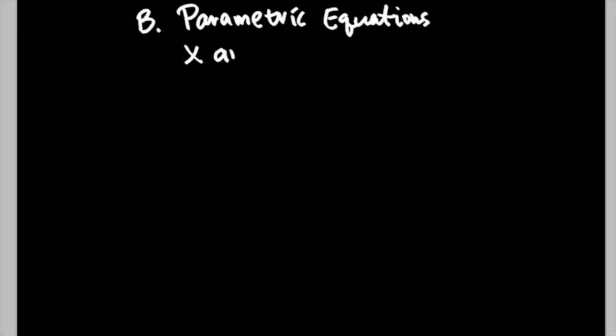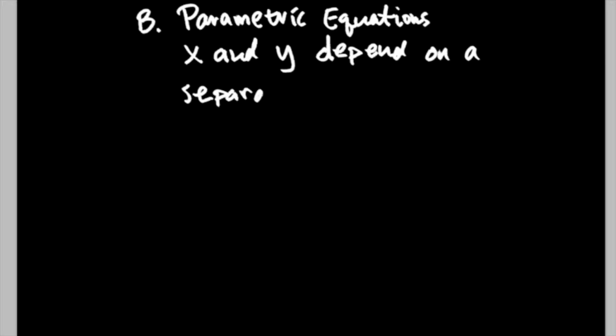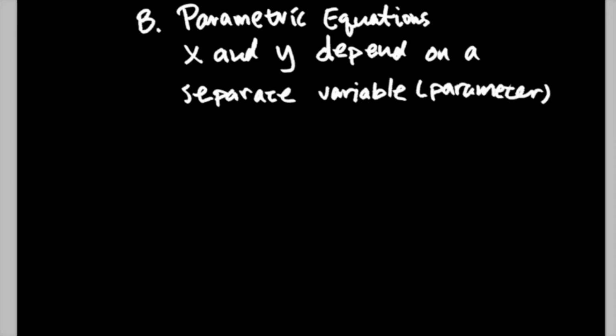This is where x and y actually don't depend on each other at all. So you can have xy coordinates where they have nothing to do with each other, but they depend instead on another parameter or variable. Parameter and variable essentially mean the same thing. You can think of them as the same thing for now. They don't depend on each other, they depend on something different. So we can look at an example.